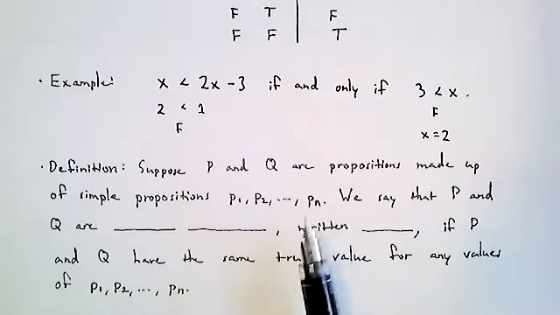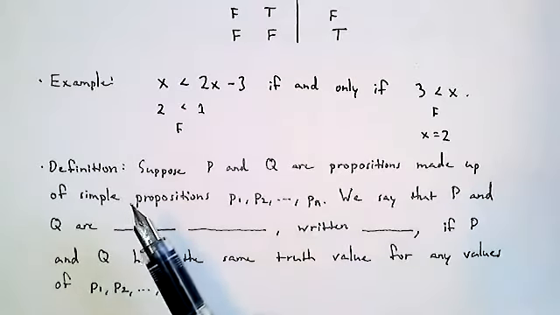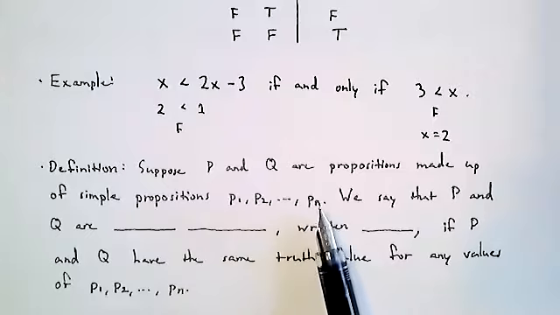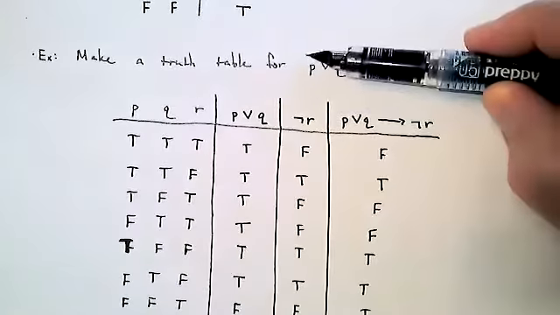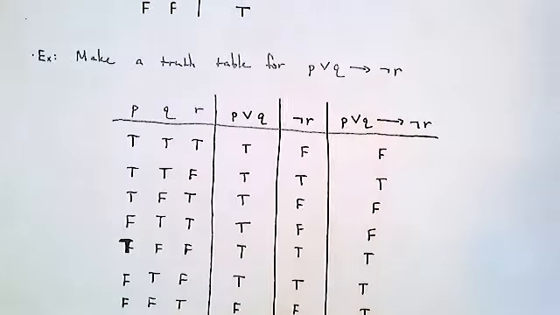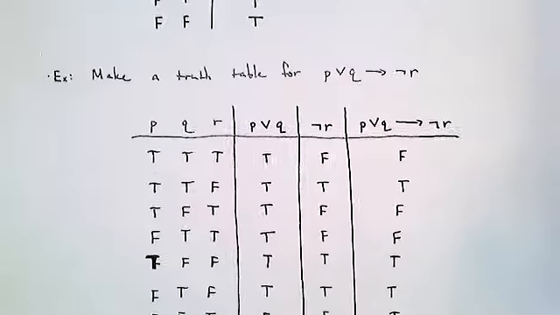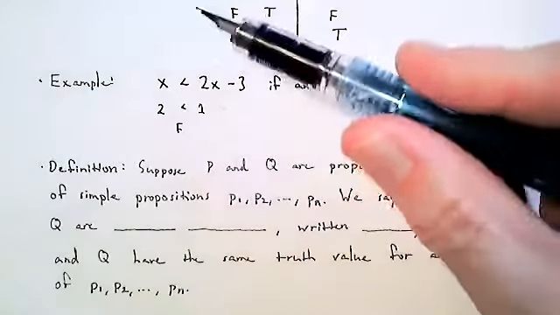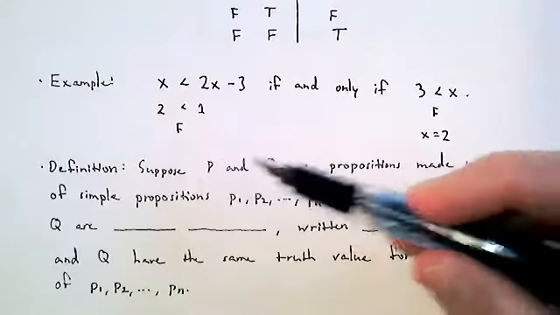Suppose P and Q are propositions made up of simple propositions, and I'm going to give my simple propositions these names, these letters, P1, P2, up to however many I have, Pn. So as a reference, think back to these more complicated kinds of propositions where you have something complicated on the left side and maybe something complicated on the right side too. So all I'm saying in my definition is that P can be a compound proposition. It can have more than one part, and same for Q.